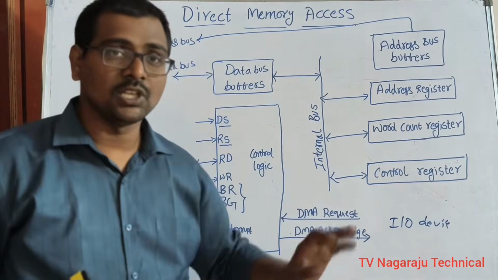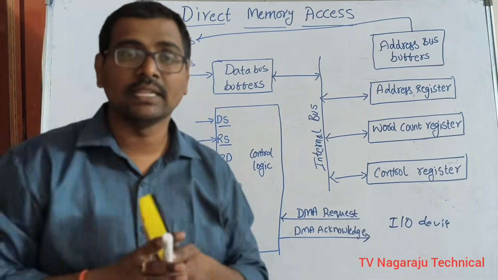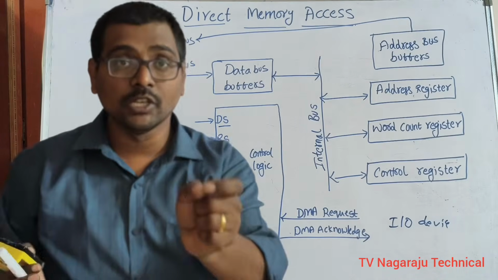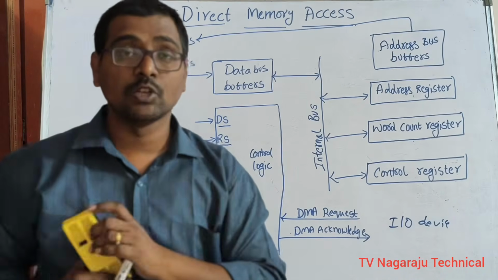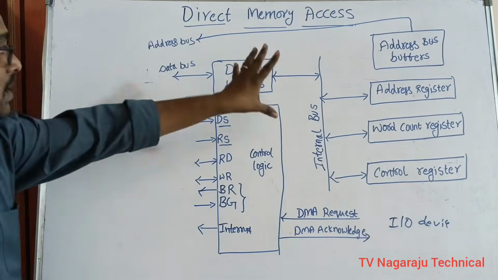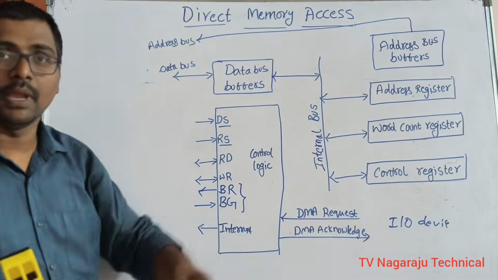Now the control register. This control register contains the entire control information, that is, whether a read operation is to be performed or a write operation is to be performed. Everything is maintained in the control register. This is the basic block diagram of the DMA controller.